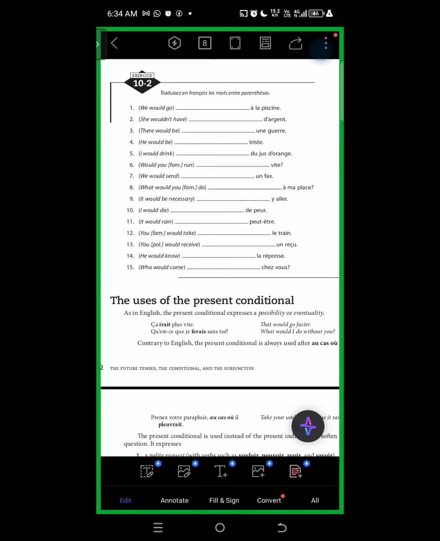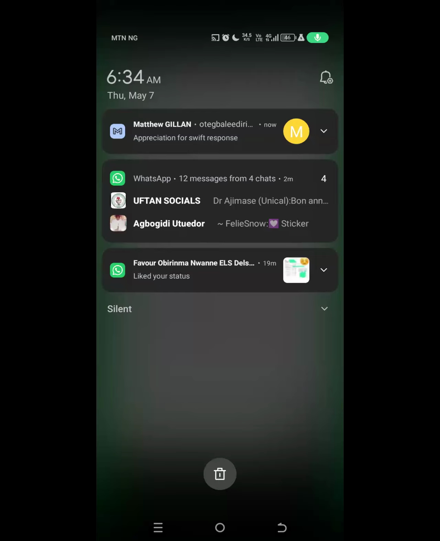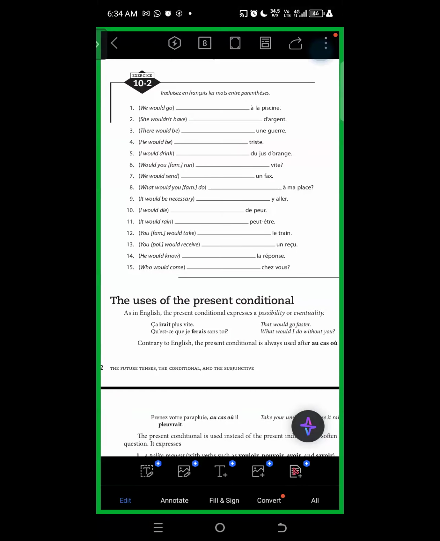She wouldn't have money. I didn't get the we would go again. What do you have there? Okay, I said j'irai. That is I. Sorry, we're dealing with we. Nous irions, exactly. Nous irions à la piscine. We would go to the swimming pool. Okay, number two.